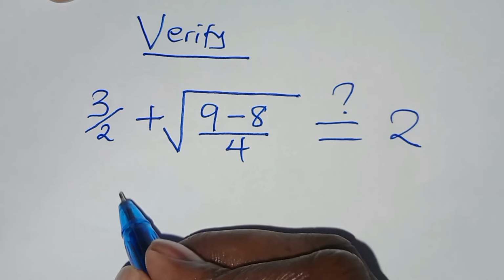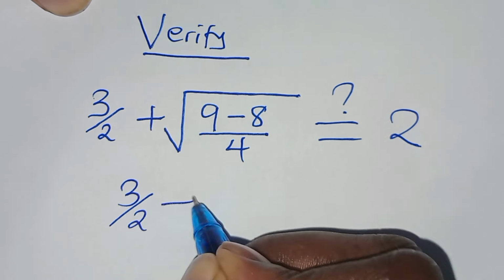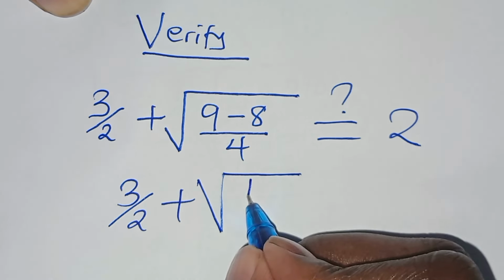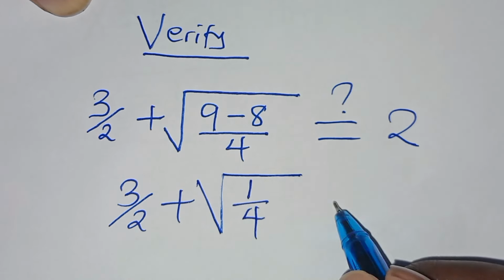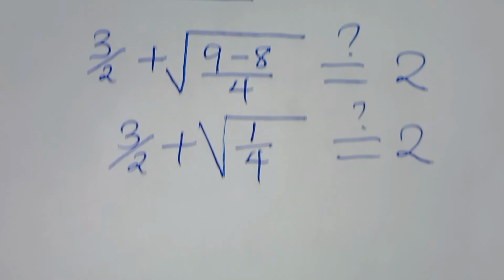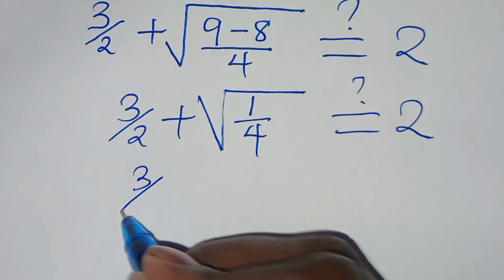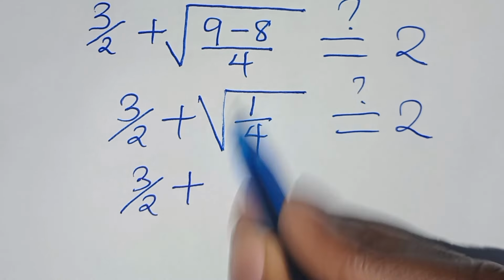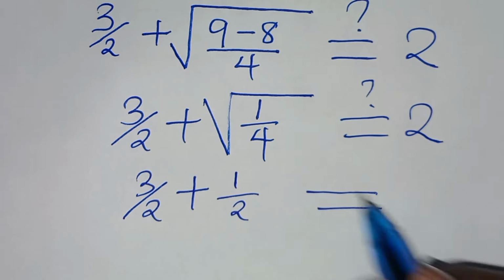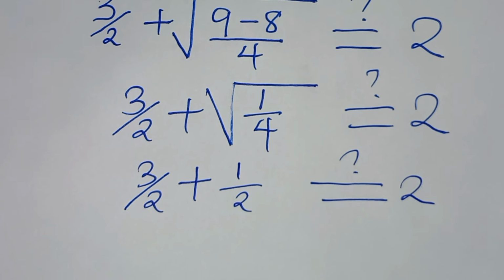Now, this implies that we have 3 over 2 plus the square root of 9 minus 8, this is 1 over 4. This is supposed to give us a value of 2. So this is 3 over 2 plus the square root of 1 over 4. This is 1 over 2. This should give us a value of 2.